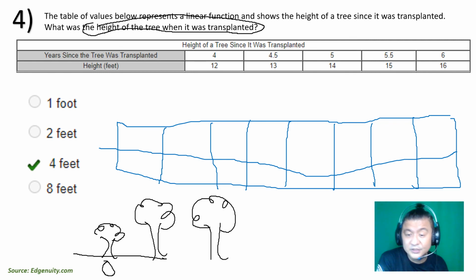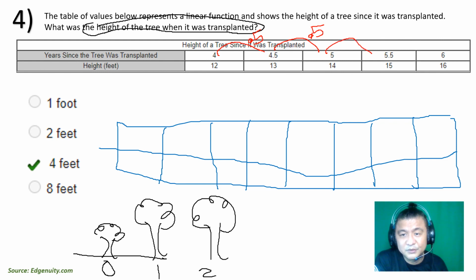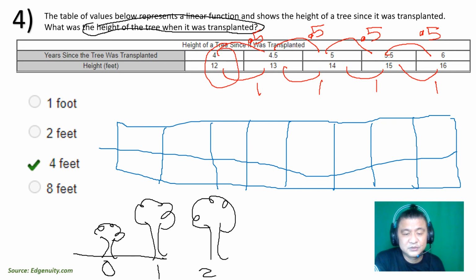This is at year 0, year 1, year 2. But it's not here. If you look at the table, the year is increasing by half a year: 0.5 plus 0.5 plus 0.5 plus 0.5. It goes up by half a year. For every half a year, it goes up by what? 1, 1, 1, 1. The last one recorded was 12.